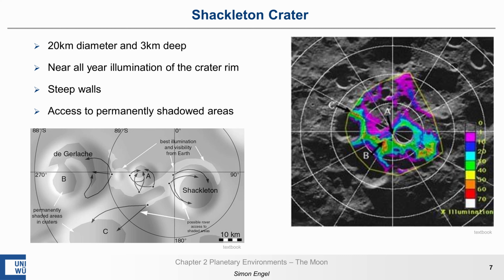If you have a look at the right map, we can see that there are places on the rim of the crater which are near all year illuminated, which is of course favorable for energy generation. However, the Shackleton crater is a relatively young crater. This means that the sides of the crater are much steeper. Thus, a traditional six-wheeled rover may not have enough traction, and a tracked rover may be better suited for this environment.